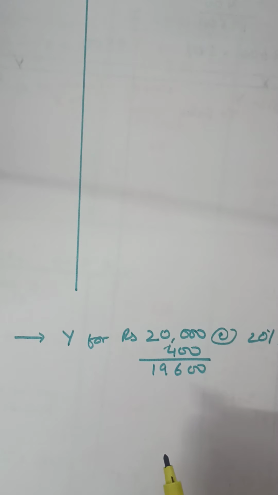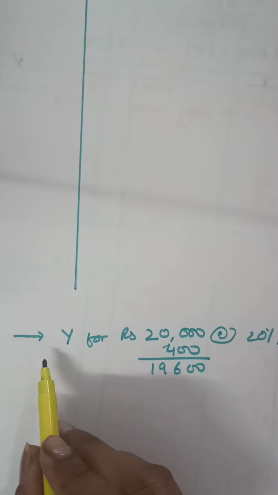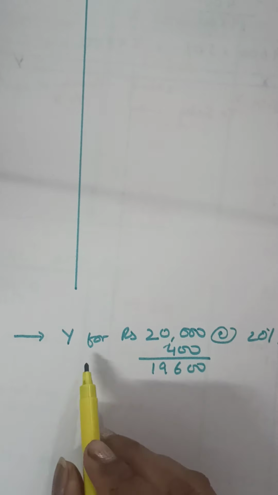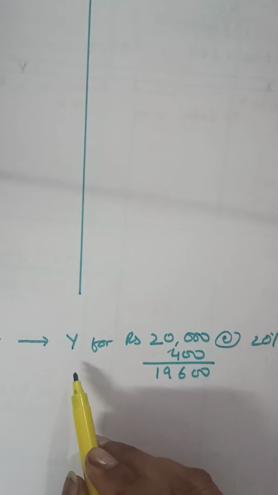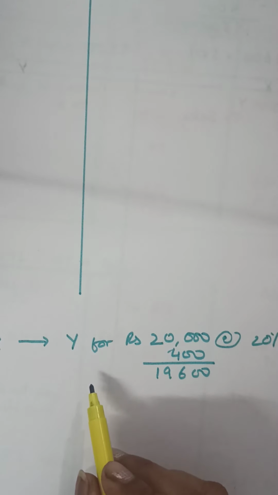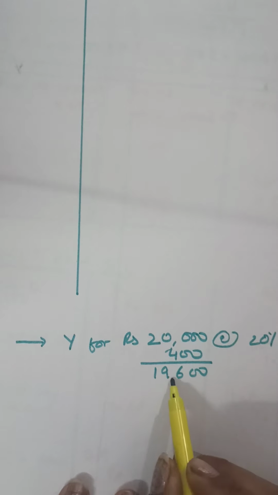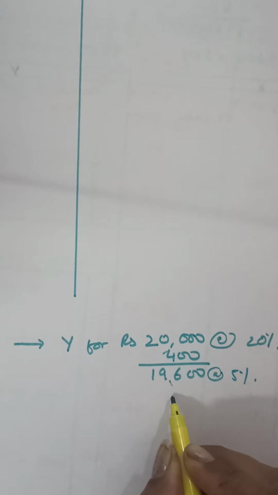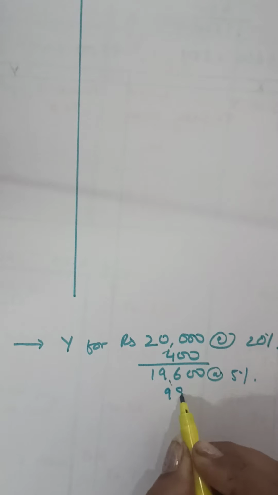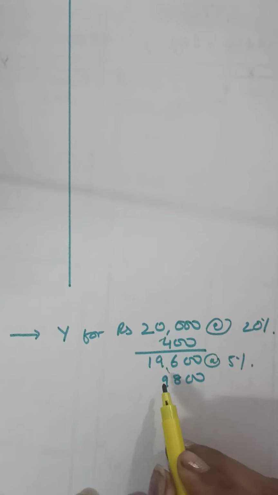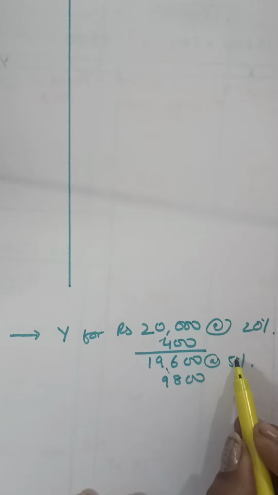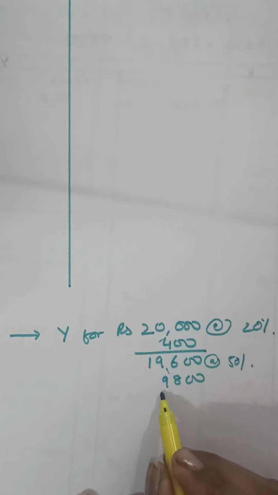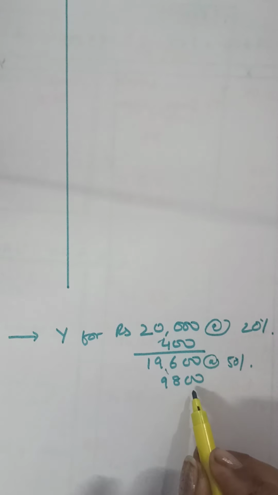Now the question reads, after that, X is selling goods for rupees 19,600 to Y, and then the question reads, Y paid 50% of the price immediately. Y paid 50% of this. Of 19,600, 50% means 9,800. He paid 9,800 immediately.